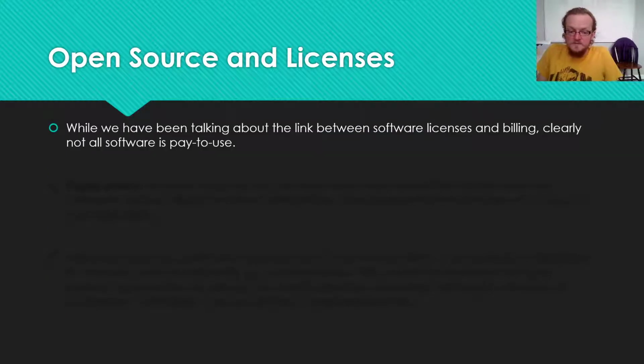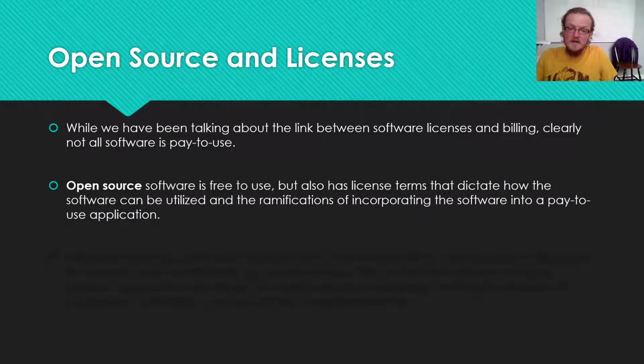So we've talked almost exclusively about the link between using a piece of software, its licenses, and its ability to generate revenue for a company, but it is obvious that not all pieces of software are paid to use. So there is a whole wide world of open source software that has license terms, but those license terms are not necessarily tied to billing. They are used to understand if the thing that is using that open source software itself becomes open source, or if there are any ramifications on using open source software in a pay-to-use situation.